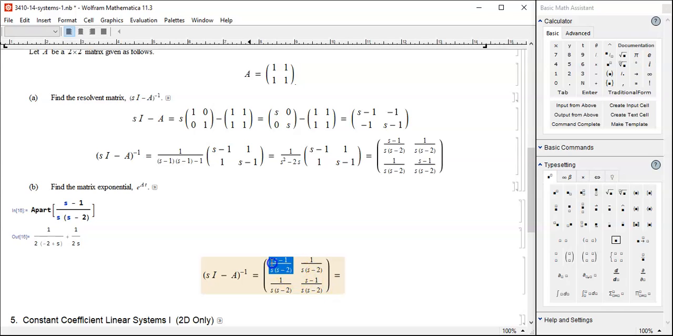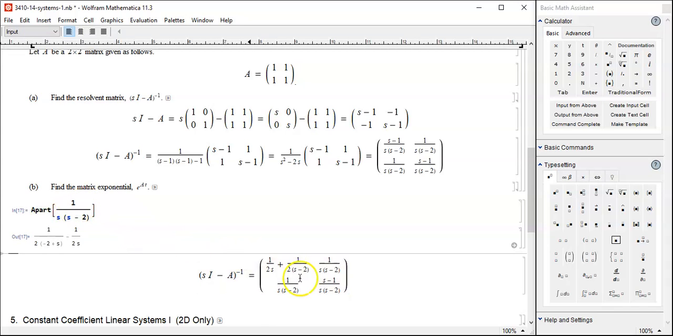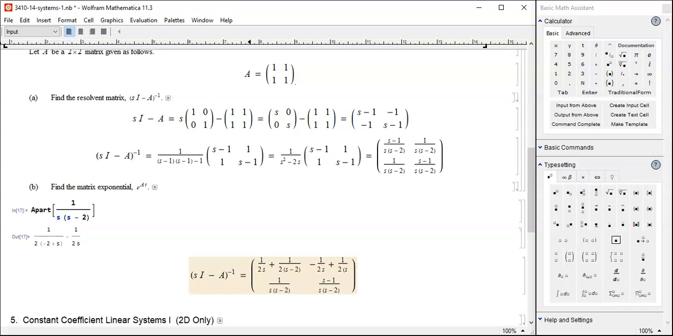And then this one can be rewritten as 1 over 2s plus 1 over 2s minus 2, I guess. That's it, isn't it? We got 1. And then how about the next one? We get 1 over 2s, but negative of that, plus 1 over 2s minus 2.